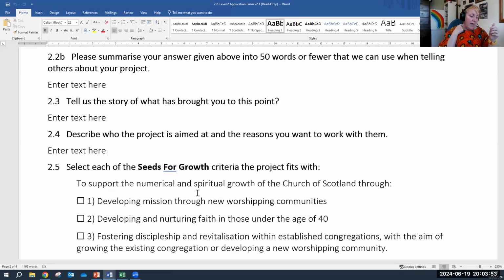So, for example, it might be the answer to this question, what is the reason? It might just be, I have a calling. I feel the Spirit move me. I'm discerning that God wants me to work in this area. That's a perfectly valid thing to say, and we would love to hear it.